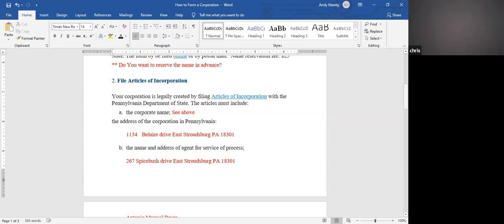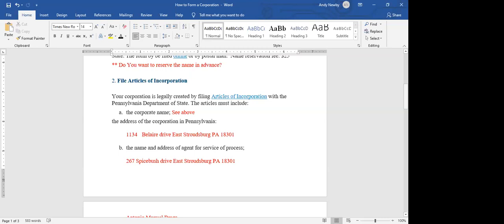All right. So for the articles of incorporation, these are the things that you're going to need to know. You're going to need to know what the corporate name is going to be. You're going to need to know the address of the corporation. You're going to need to know the name and address of the agent for service of process. Every corporation must have what's called a registered agent. Can you tell me what you think the registered agent's role is? To make sure everything is right from a legal standpoint?